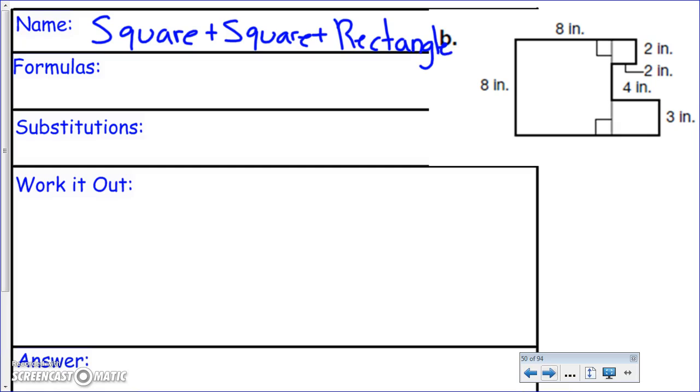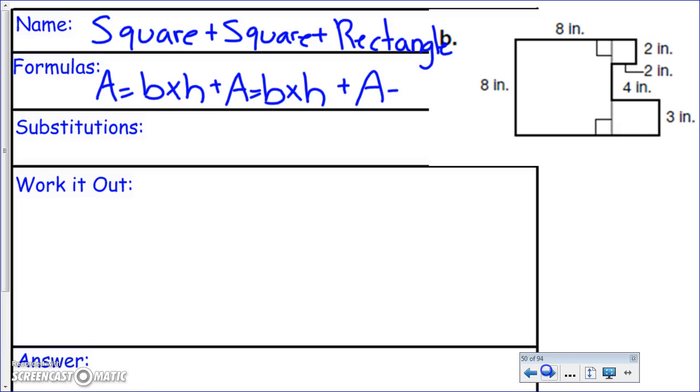And then below each one, we're going to write in the formulas. And we know that for a square and a rectangle, the formula is area equals base times height. And you can see between each area formula, I'm putting a plus because in the end, we're going to end up adding all three areas together.